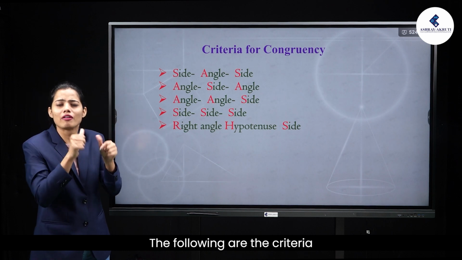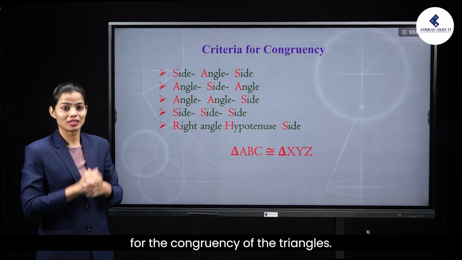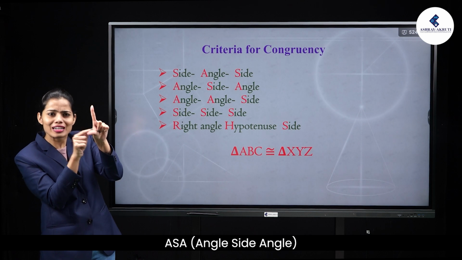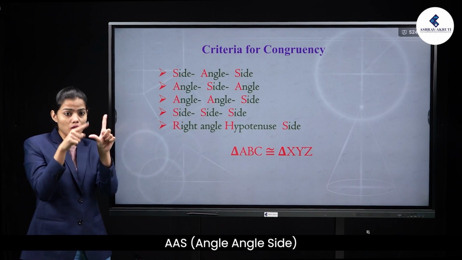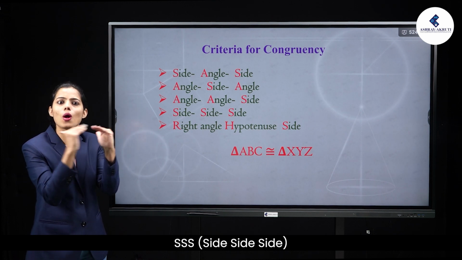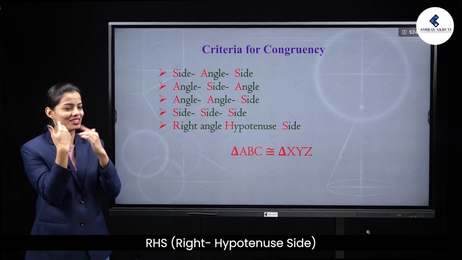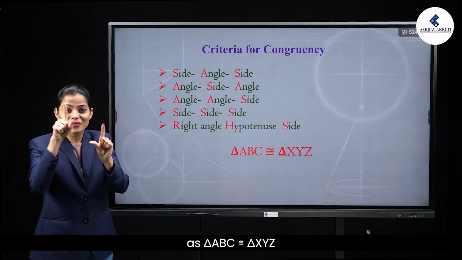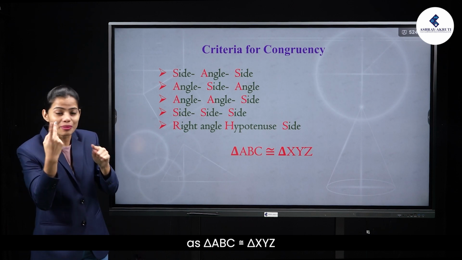The following are the criteria for the congruency of triangles: side-angle-side, angle-side-angle, angle-angle-side, side-side-side, right angle hypotenuse side. Symbolically, it is expressed as triangle ABC congruent to triangle XYZ.